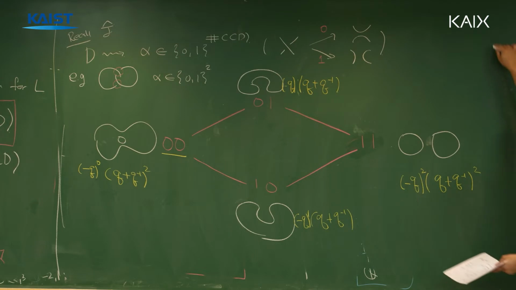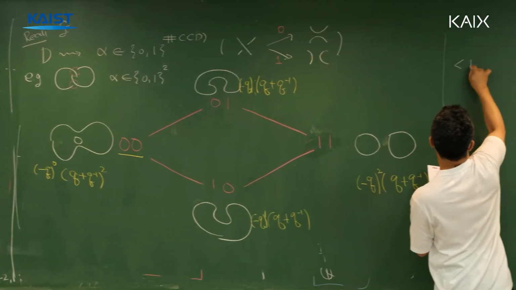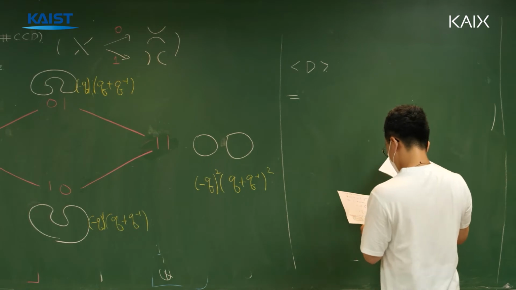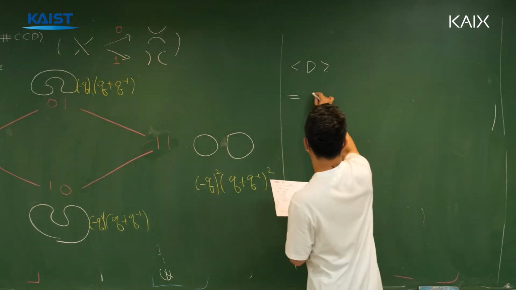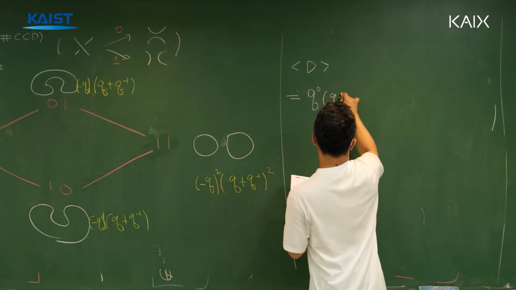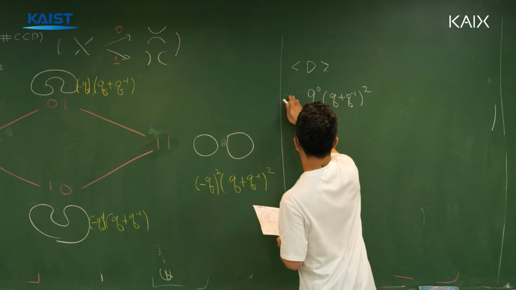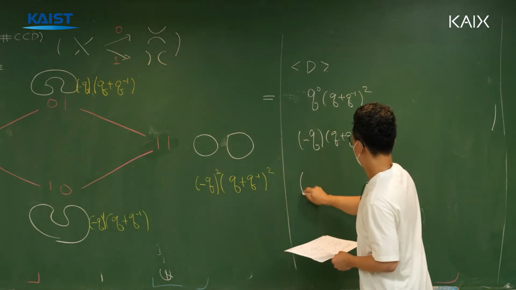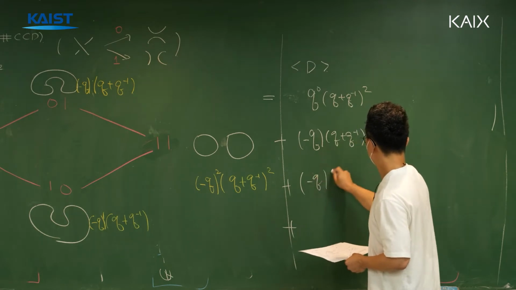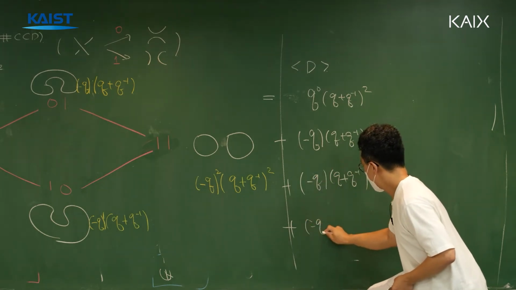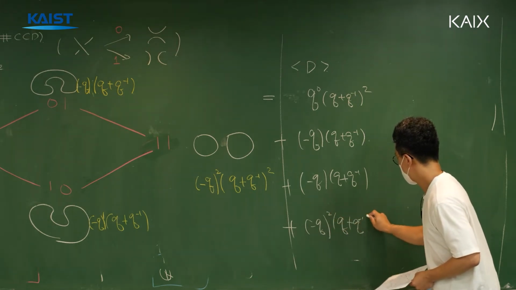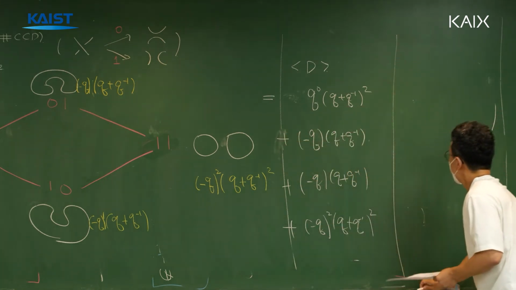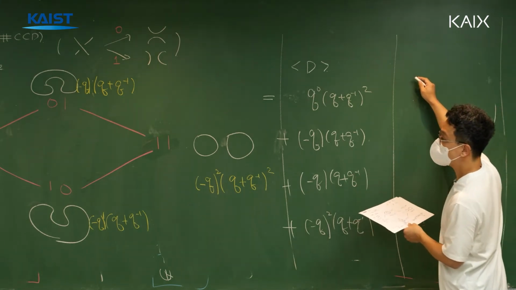So the Kauffman bracket for this diagram was the summation of all of these 4 factors. So let's write it as q to the 0 times (q plus q inverse) squared, minus q times (q plus q inverse), minus q times (q plus q inverse), minus q squared times (q plus q inverse) squared. So this was the Kauffman bracket, and in general, the equation was given as follows.